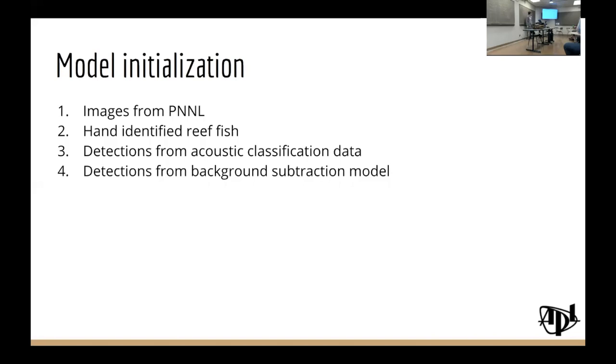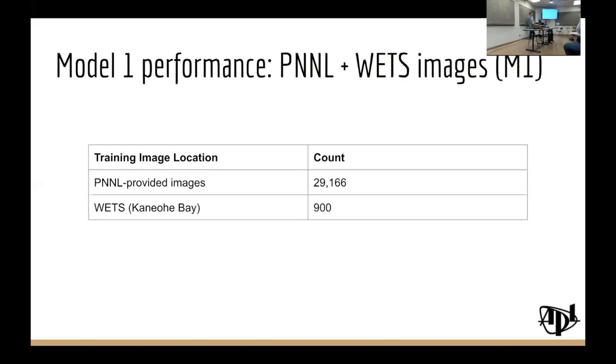Okay, so our first model here, I'm calling it M1. It had this composition. We had 29,000 images from PNNL and 900 images from WISE, which was the white deployment, where the 900 images were only reef fish. So we did not have any of the larger fish that we're actually trying to detect from this.